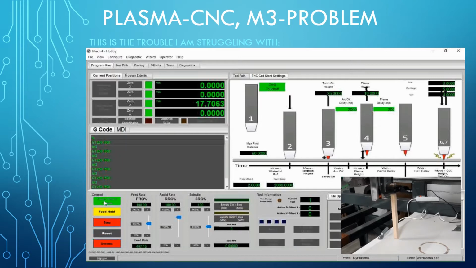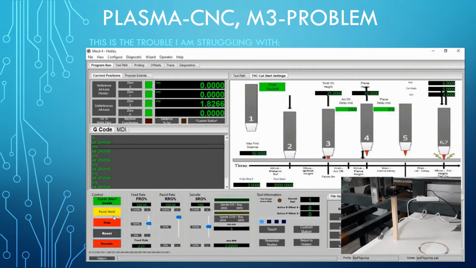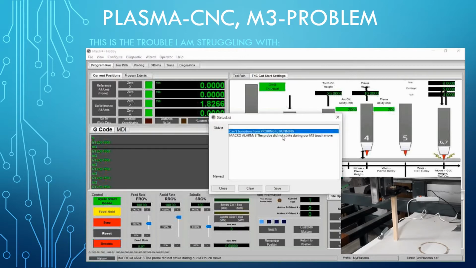The stick moves up 30 mm, M3, and now the error is there. Can't transition from probing to running. Okay, next try, reset, moves up, M3 command, error. Same message, can't transition from probing to running.